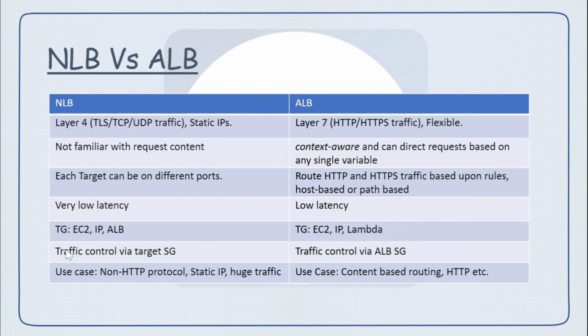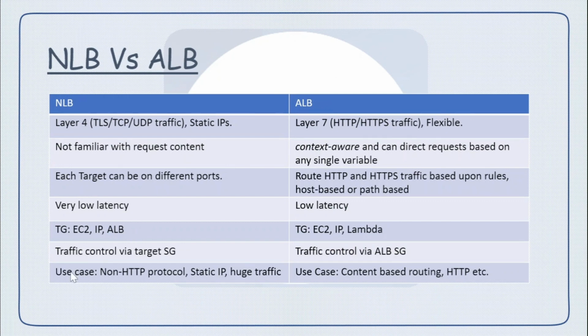When you send traffic to NLB, the traffic is controlled by the target's security group. Suppose you have some EC2 instances, there will be some security group attached, so the traffic can be controlled there. But ALB has a security group attached to it, so you can do some filtering at the ALB level as well.